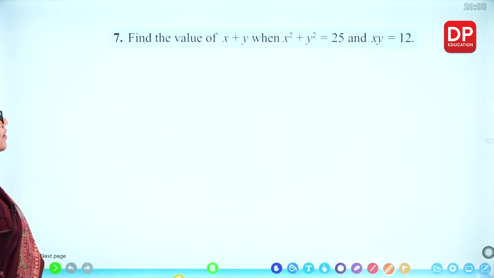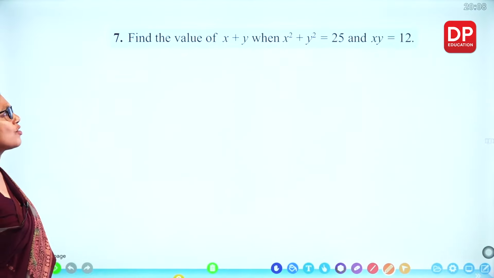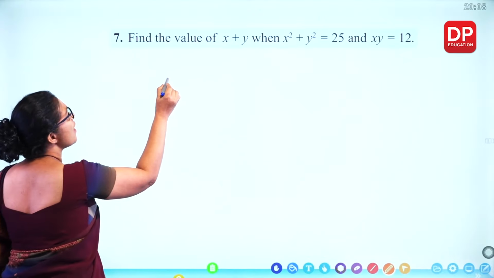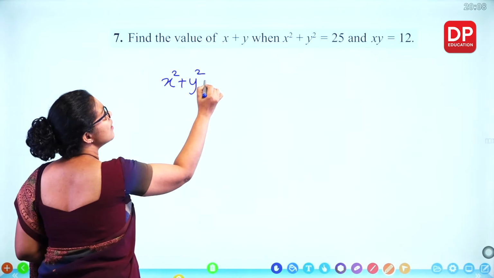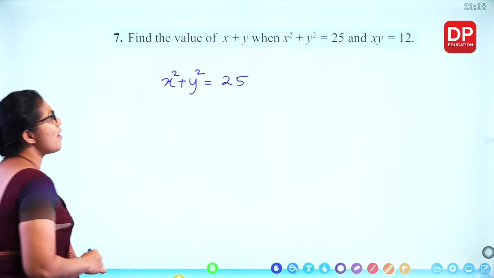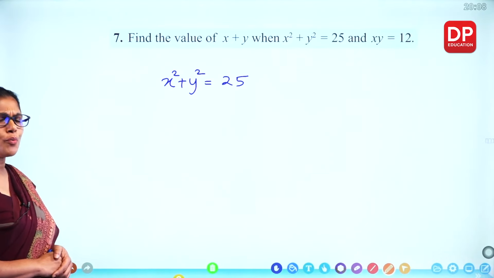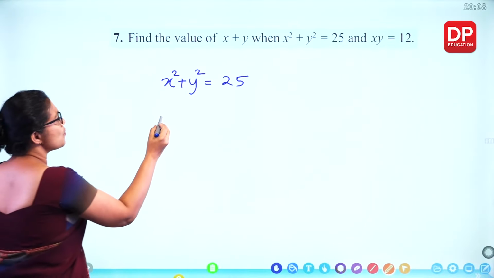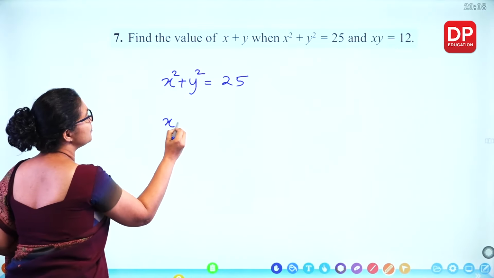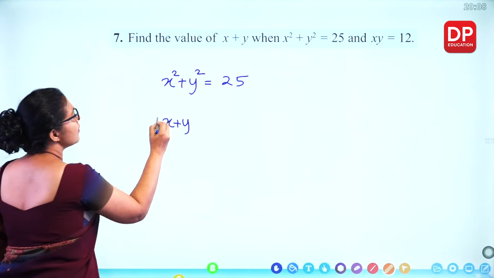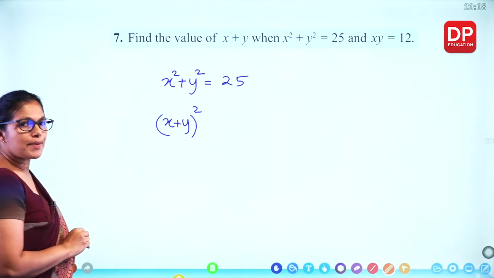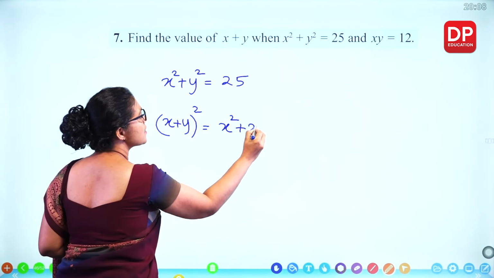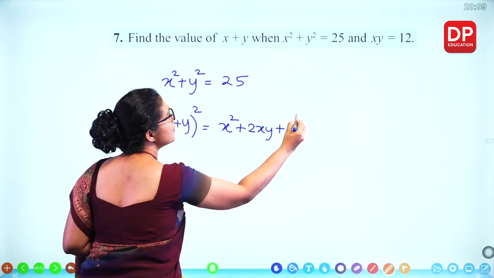Now we'll take the 7th question. The 7th question is also the same thing, but here x squared plus y squared is given as 25. You are asked to find x plus y. So what can we do here? We can write x plus y, and when you square it, what happens? You get x squared plus 2xy plus y squared.